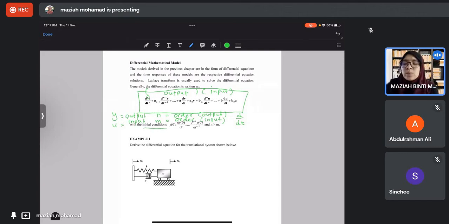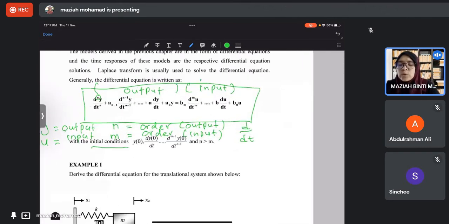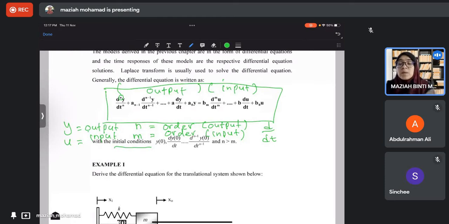Okay, so we have y(0) equal to 0, meaning y at time 0. Okay, dy(0)/dt, dy at the initial condition, time 0. Okay, dy/dt, d squared y over dt squared, d cubed y over dt cubed.